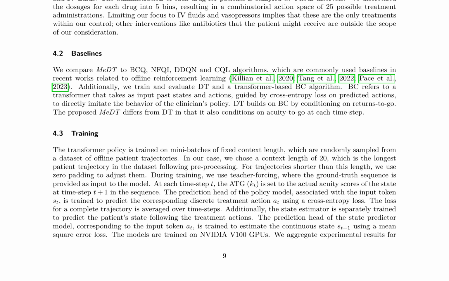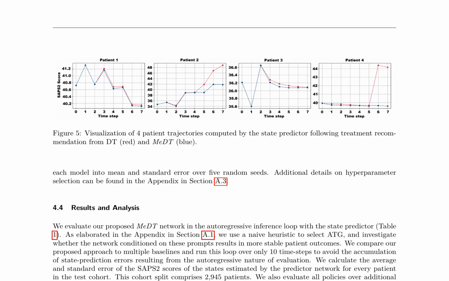The evaluation metrics used include FQE, WIS, and WDR off-policy evaluations, which are visualized in Figure 4. The box plots show the performance of MeDT and the baselines across different evaluation metrics. The results indicate that MeDT achieves competitive performance with the baselines, demonstrating its effectiveness in optimizing treatment policies for patients with sepsis. The authors evaluate the proposed MeDT network in an autoregressive inference loop with a state predictor, comparing it to multiple baselines. The average and standard error of SAPS-2 scores for every patient in the test cohort are calculated, with results presented in Table 1.